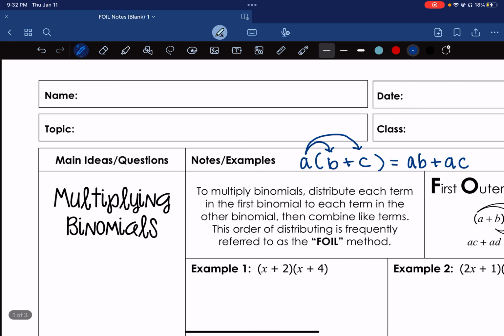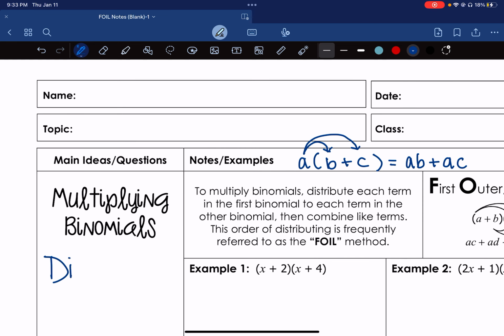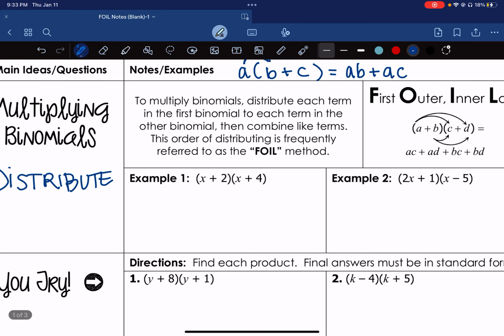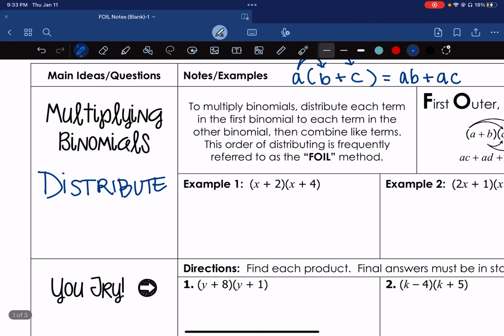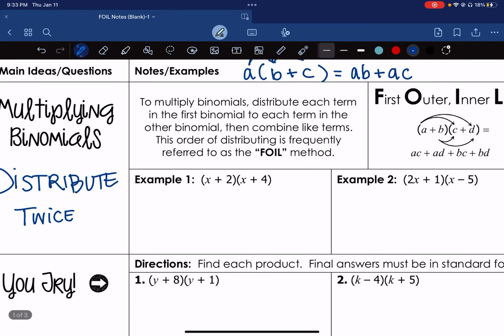I want you guys to write under here, distribute. If I could write faster, it'd be great, but I can't. Distribute, all right? So really what we are doing is distributing, but we're distributing twice. Distribute twice, all right? And that's what I want us to think about doing. So let's talk about it with this first example.